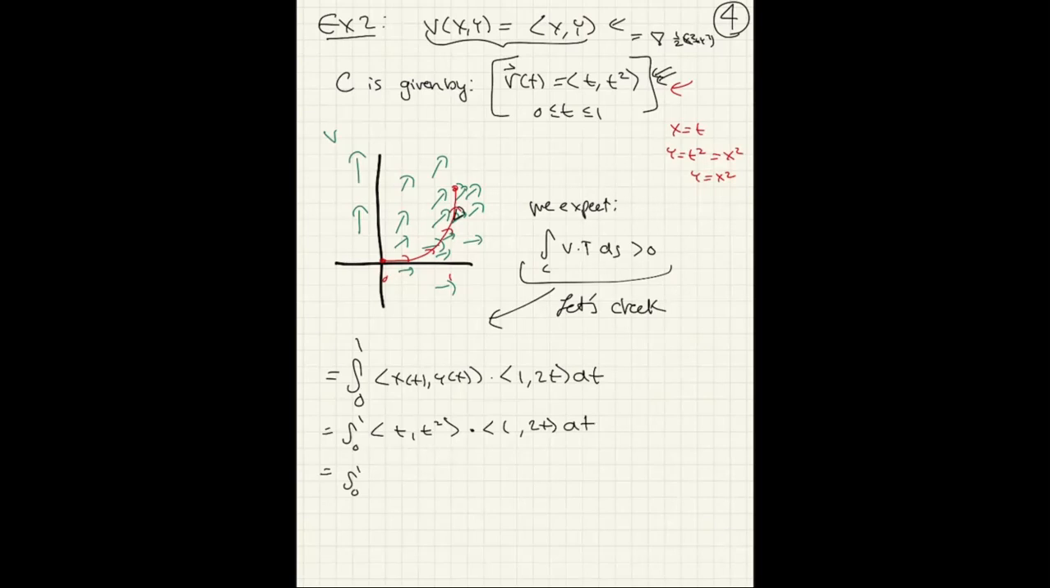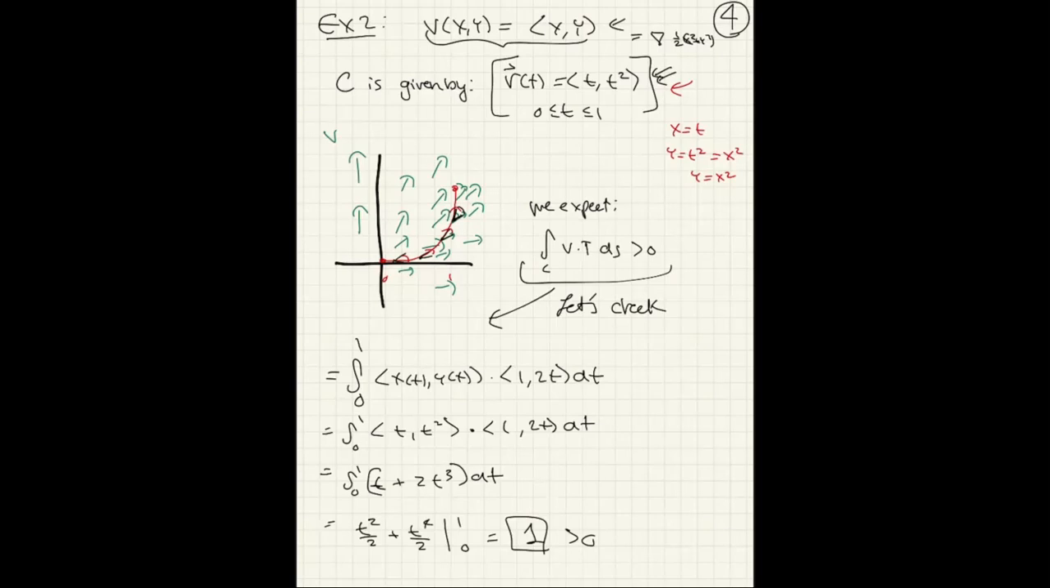Okay, then we do that dot product and we get t plus 2t cubed dt. This isn't so bad. This is t squared over 2 plus t to the 4 over 2 evaluated at 1 and 0. Then I plug in, and I get a half plus a half, and this is 1. Again, that's positive, which is what we expected. Remember, along each point on the curve, you're taking that dot product and adding it all up. So if you're adding up a bunch of positive numbers, you should get a positive summation. That's the main idea.